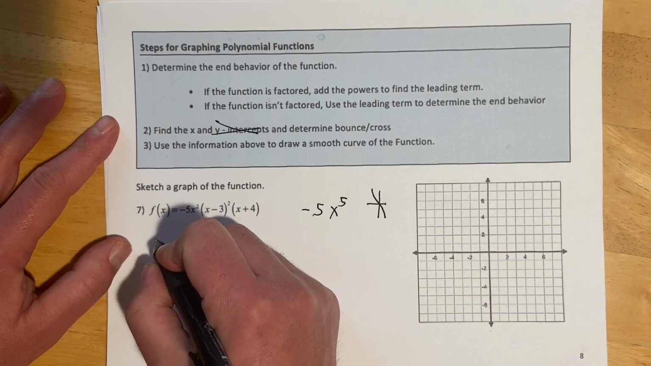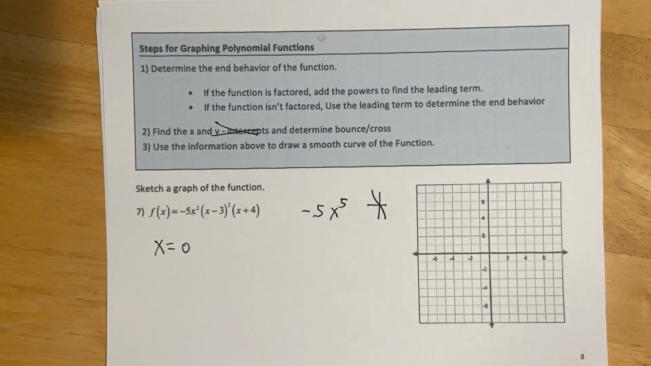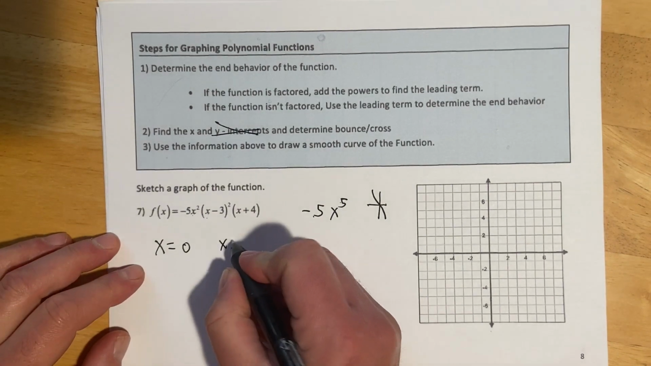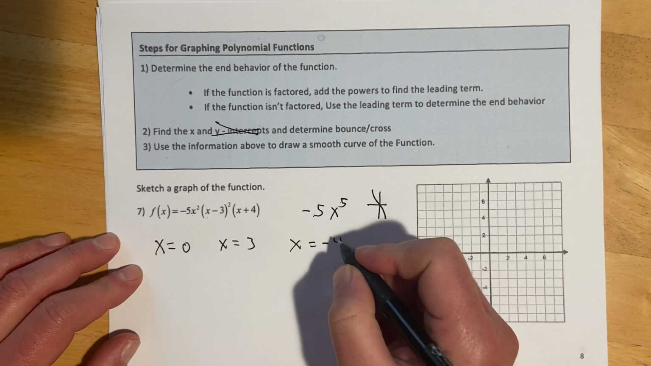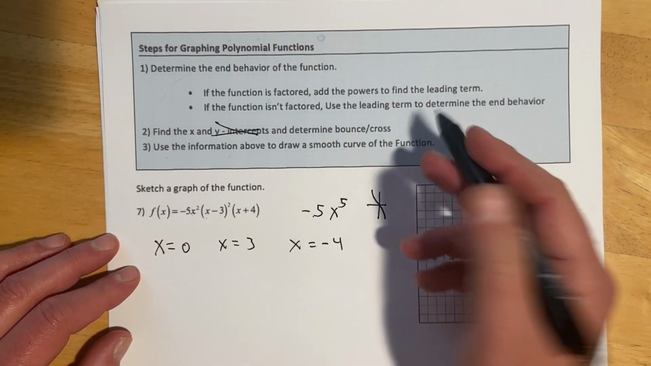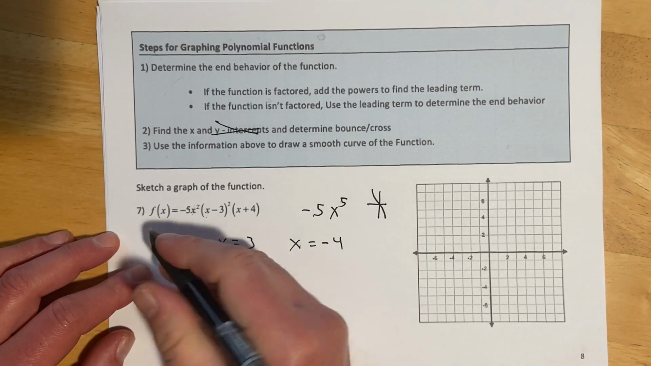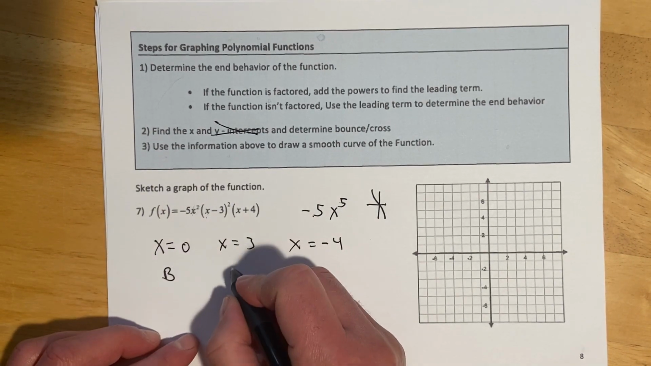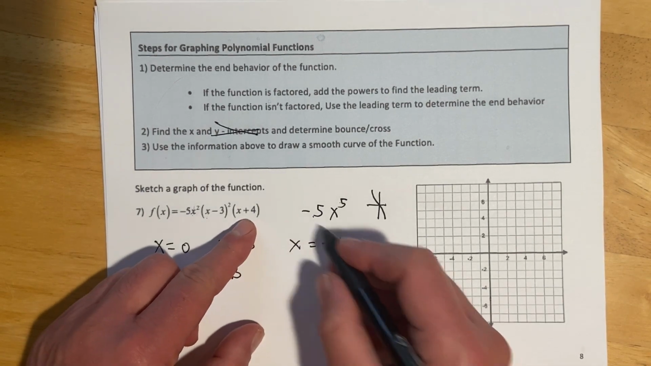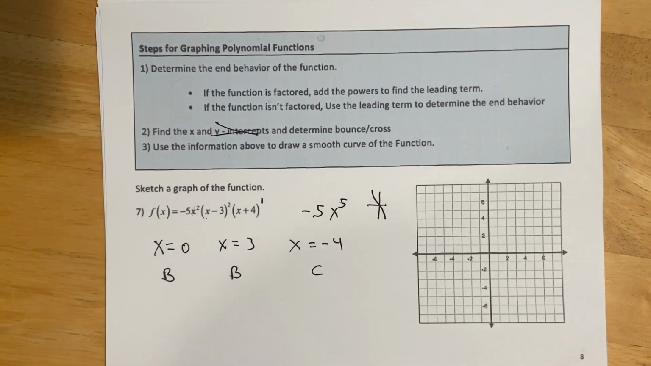So here we're going to have x-intercepts of x equals 0 and x equals 3 and x equals -4. And then determine the bounce across behavior. So this one is multiplicity 2, that's an even power, so this one's going to bounce. 3 is also multiplicity 2, so that's going to bounce. -4, that's to the first, so that is an odd power, and so that one is going to cross.